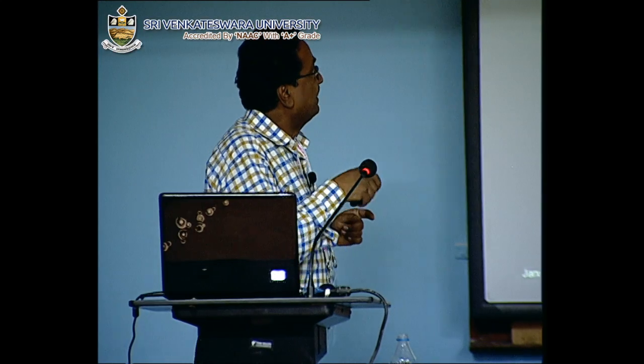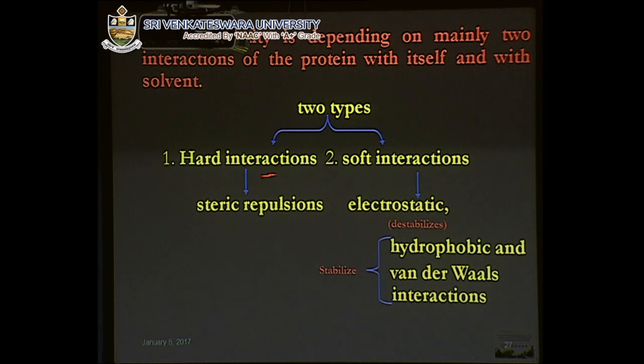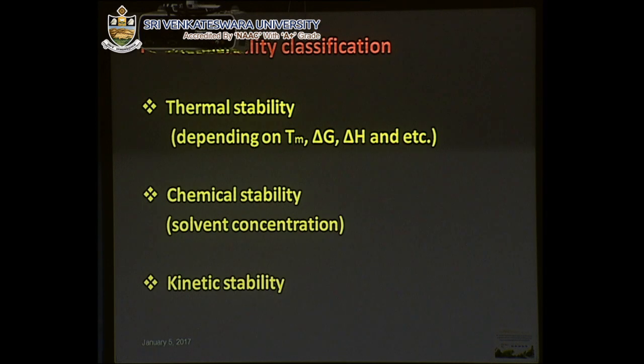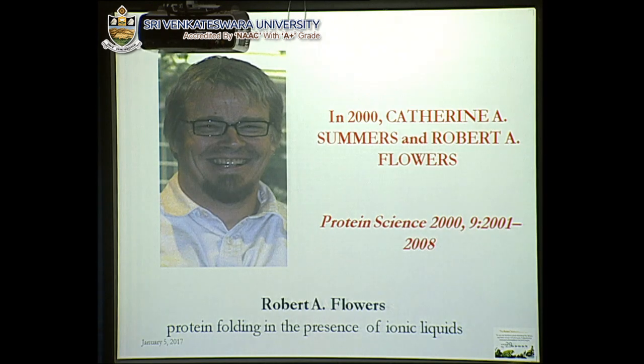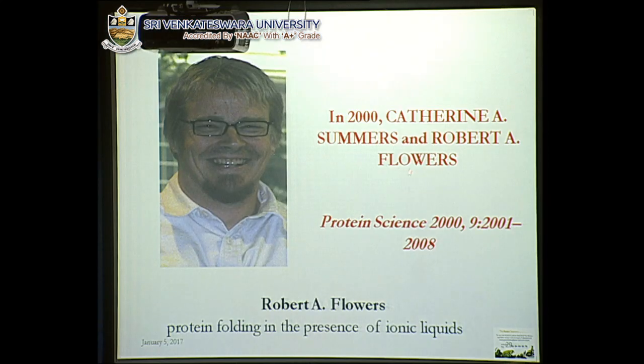If you look at the interactions in protein folding studies, we have mainly two types of interaction, hard interaction and soft interaction. For the classification of protein stability, we have mainly thermal stability, chemical stability, and kinetic stability. If you see the literature, protein folding studies in the presence of various solvents are hugely published, whereas for protein folding in the presence of ionic liquids, the first report came from Robert Flowers in Protein Science in 2000. This is the first report of protein folding studies in the presence of ionic liquids.